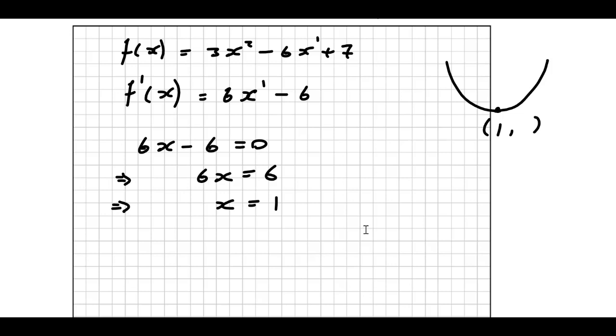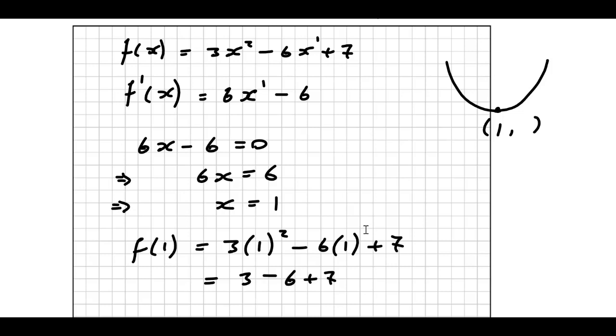So now we know that our x coordinate here is 1. Now in order to find the y coordinate, what you do is you go back to your original function and put the 1 in there. So we want f of 1. So f of 1 is going to be 3 times 1 squared minus 6 times 1 plus 7. That's 3 ones are 3. The 1 squared is just 1. Multiplied by 1 you get 3. Minus 6 plus 7. That gives 3 minus 6 is minus 3. Minus 3 plus 7 is plus 4. So our coordinates are 1 and 4.